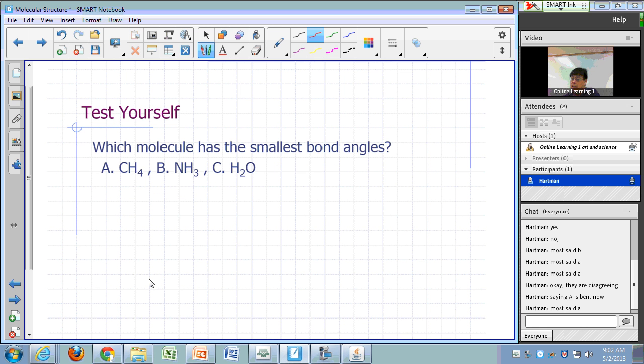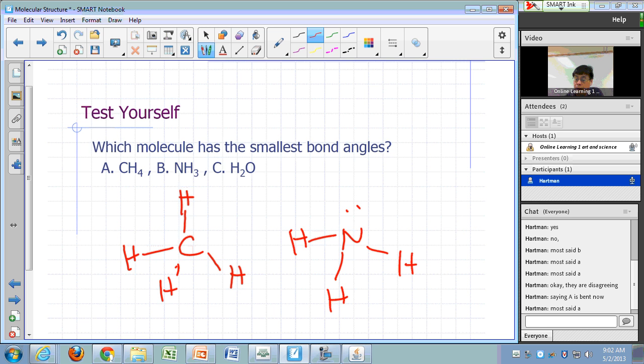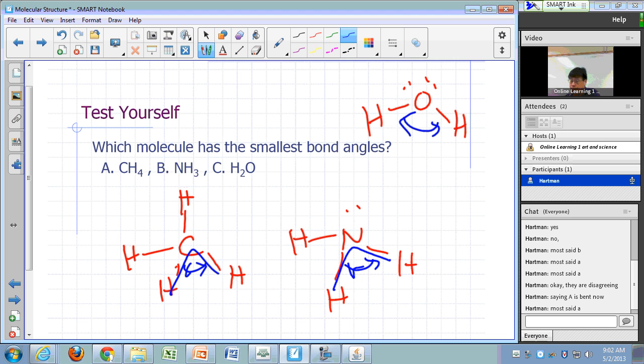Which of these has the smallest bond angles? We talked about this earlier. Methane would be CH4. You have 4 equivalent groups. Ammonia has a lone pair. It also has 4 groups, but one of those is a lone pair. Bond angle refers to this angle right here. And then you have water. So which one has the smallest bond angles? What do the lone pairs do? They push those single bonds away. Actually, this is 109.5. This is 107, and this is 104.5, as you've seen in the animation that we had earlier.